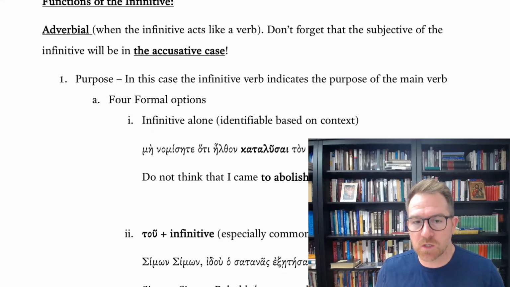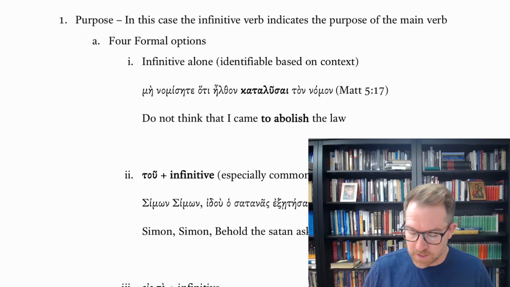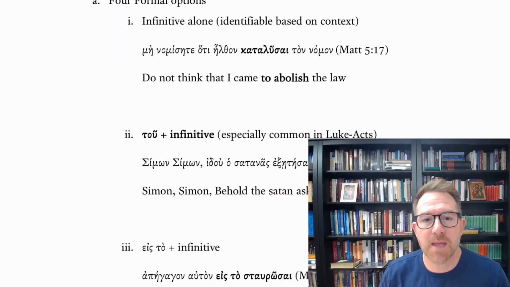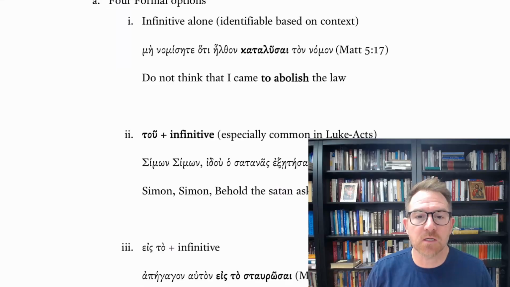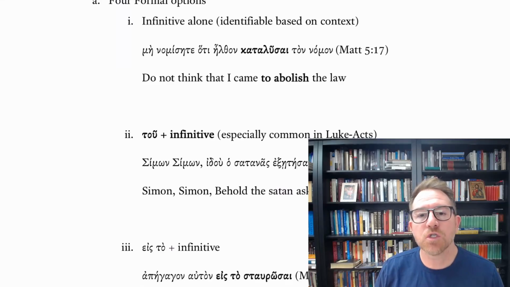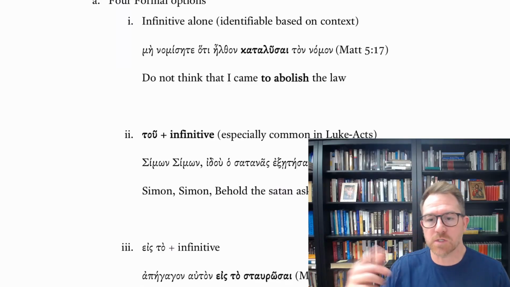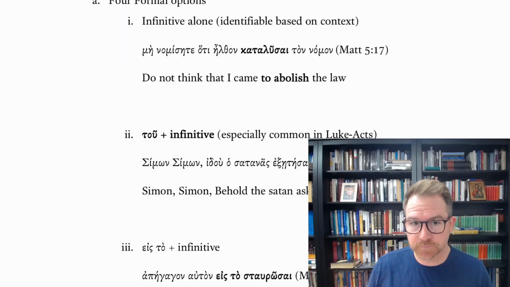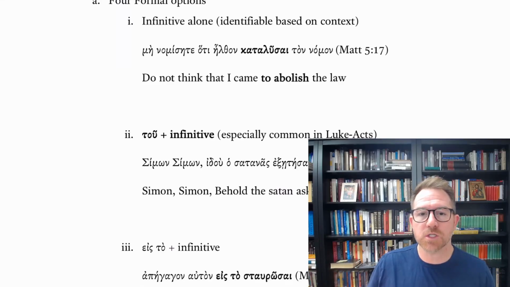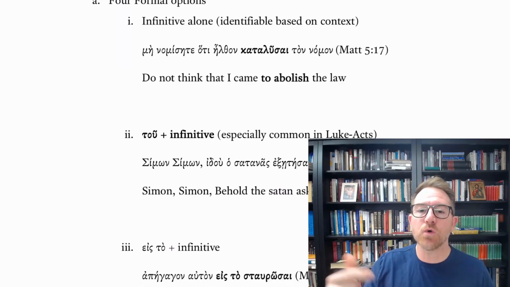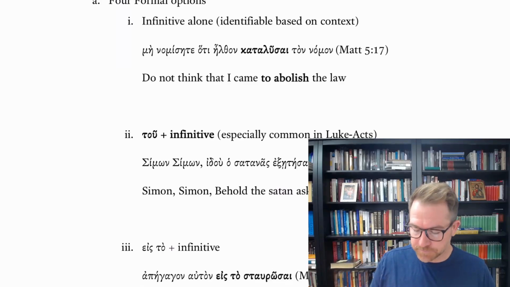So these can look like a couple of formal options. One is the infinitive alone. For example, in Matthew 5:17, me nomisete hoti elthon, do not think that I came. Why? To abolish, katalusai ton nomon, the law. Don't think that I came to abolish the law. Jesus goes on, I have not come to abolish, but to fulfill. And there, to abolish is describing the purpose of his coming. The purpose of Jesus' coming is not to abolish the law.